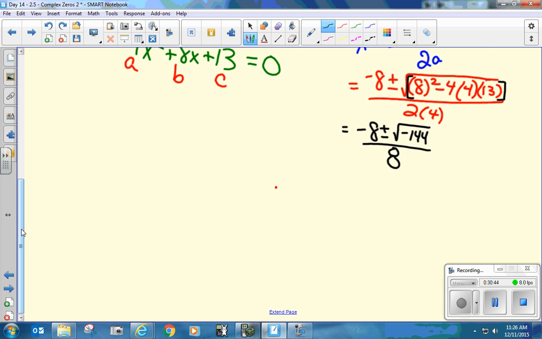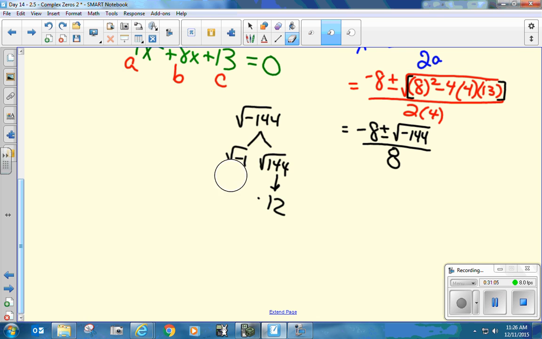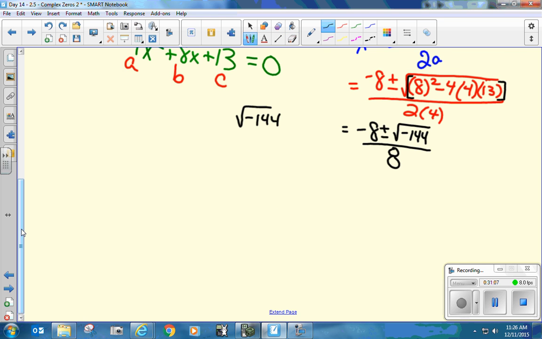It's 12. But guess what? Radical negative 144 is the same thing as radical negative 1 times radical 144. What's radical negative 1 again? Whenever you see a negative, just take it right out, and it becomes i, times radical 144. So that's 12 times i, which is 12i. So I'm going to rewrite this as negative 8 plus or minus 12i all over 8.